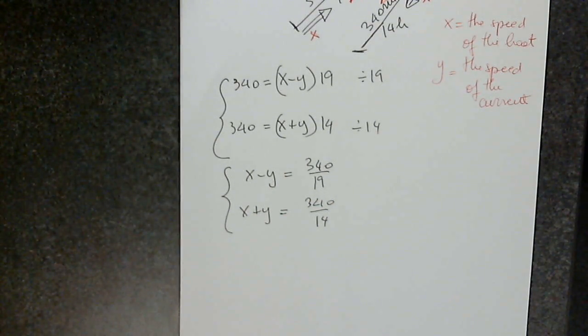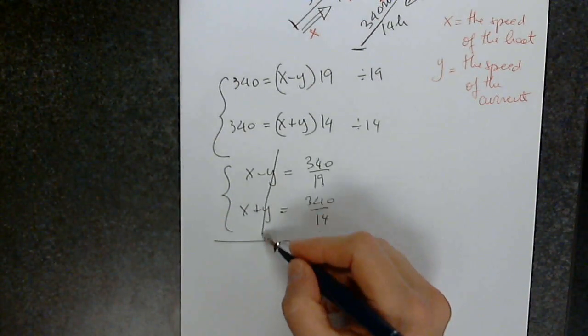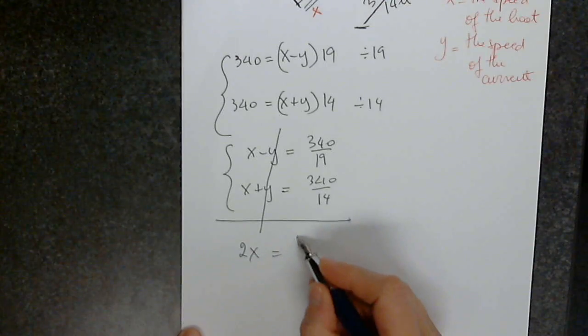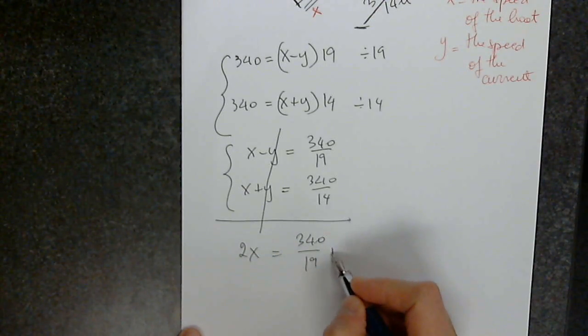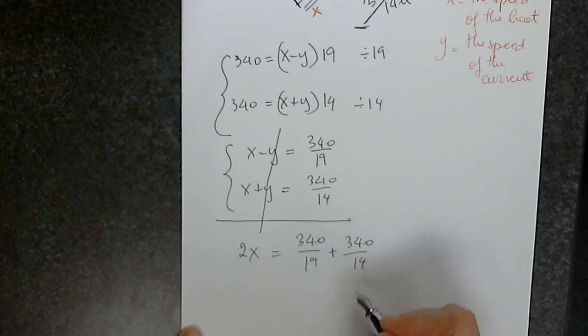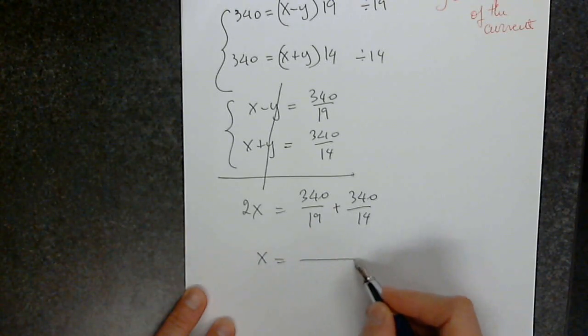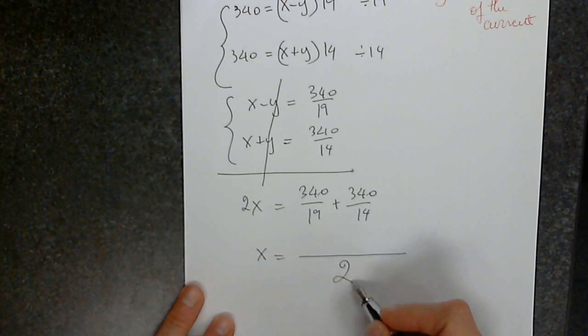What should I do next? Look at the left-hand side. Forget about the numbers on the right. You can just eliminate y. Yes, by adding them. So then 2x equals 340 over 19 plus 340 over 14. And then finally, what do I do to get x?